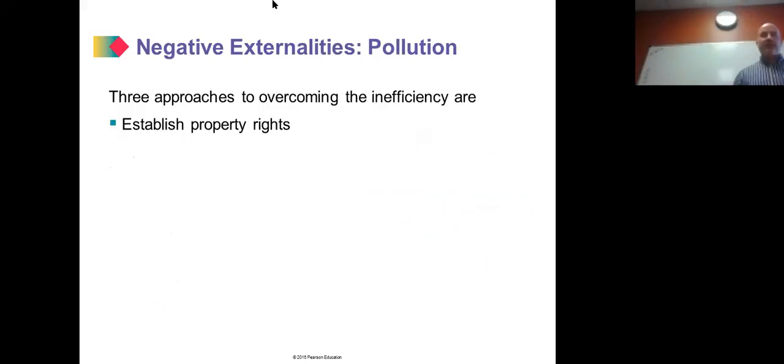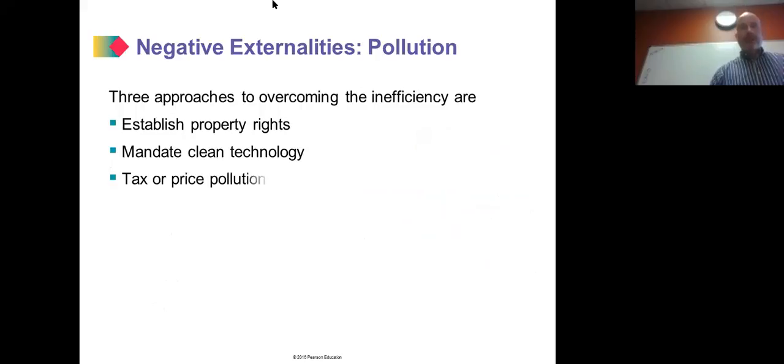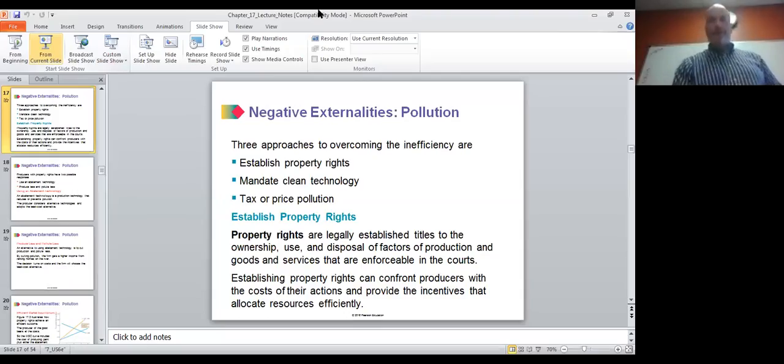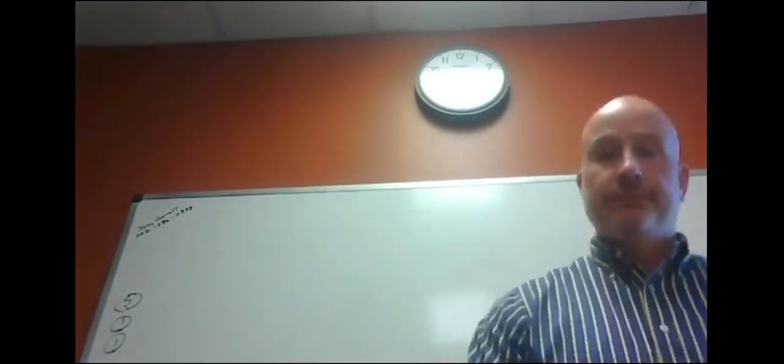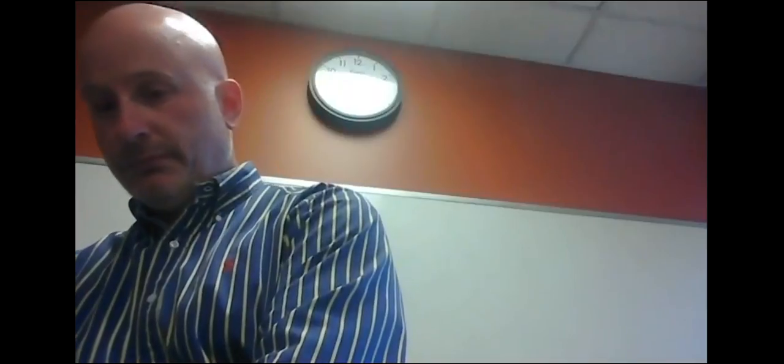All right, three approaches to overcome inefficiencies are to establish property rights, mandate clean technology, and tax or price pollution. What do we mean by establishing property rights? Ownership. Be a little more specific for me. Property rights: legally established titles to the ownership, use, and disposal of factors of production and goods and services that are enforceable in the courts.